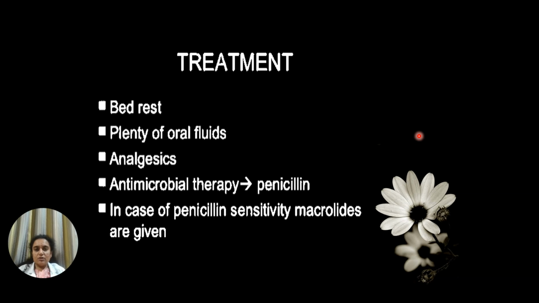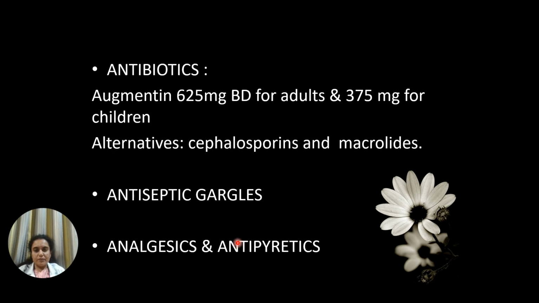So, coming to the management. The acute stage has to be managed conservatively. So preferably advise bed rest. Plenty of oral fluids are advised. They have to go on antibiotic therapy, analgesics and antipyretics. We preferably give penicillin, so Augmentin 625 mg twice daily for adults, 375 mg for children. Alternatively, cephalosporins and macrolides also can be considered.